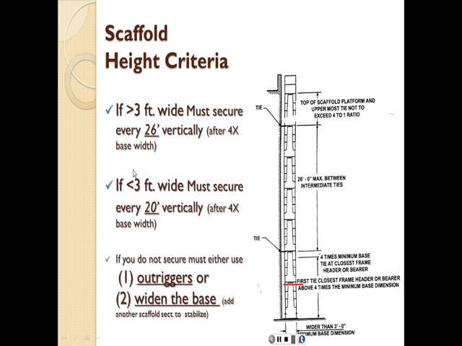If you do not secure it, you must either use outriggers, which are going to increase the base width, which is going to change the ratio between the height and the width, because you base it on the width of the base of the platform, or widen the base, add another scaffold section to stabilize. So you want to make it wider to give it better balance. So here we can see ties that are going to tie the scaffold to the facade of the building or the work area.